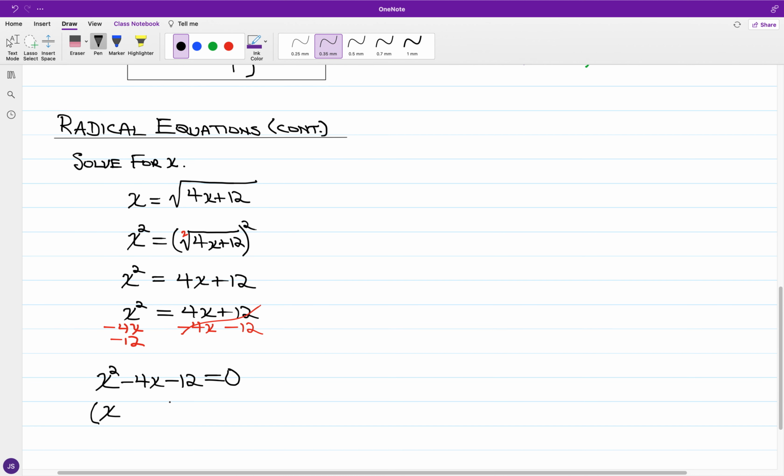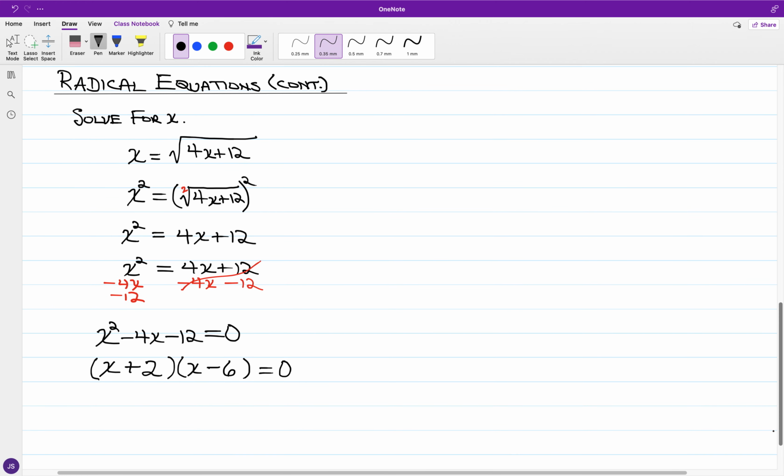And here we have a trinomial that is factorable. We have an x squared, so this will go to x and x. And factors of negative 12 whose sum or difference will be negative 4. This signals that more weight will be given to the subtraction than to the addition. So we have x plus 2 and x minus 6. Again, 2 times negative 6 is negative 12, and 2 and negative 6 add together to form negative 4.